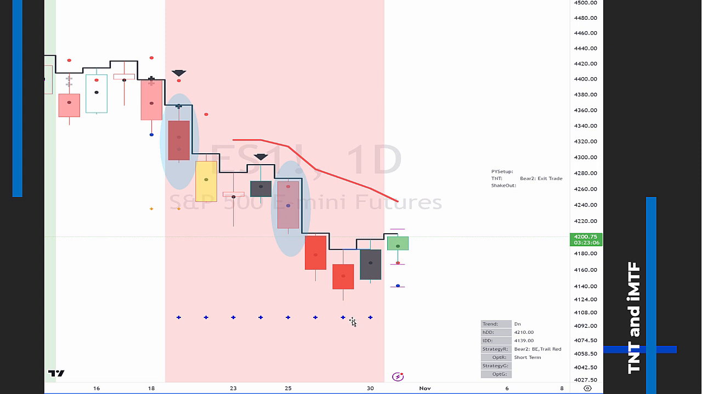So the ideal scenario is that if you could get the entry bar to have both the vIMTF and iMTF at the same time, it's a high probability situation for you to take that trade.